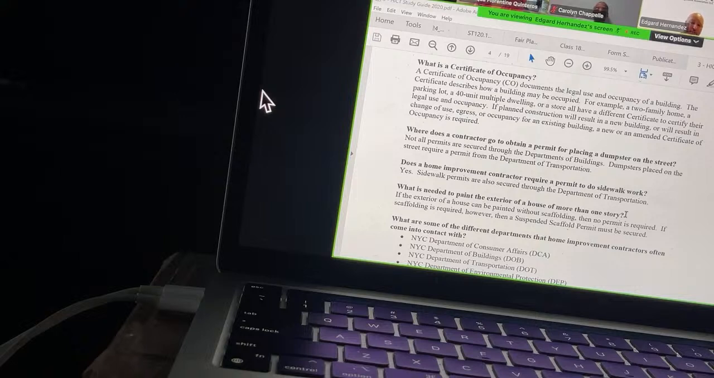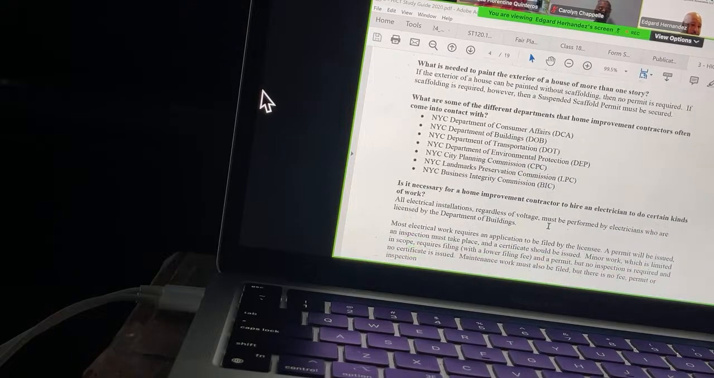Also, if you're digging deeper into the dirt to fix a sewer line or anything like that, you're going to have to get DEP involved, and you also need another permit from the Department of Transportation. And if it's DEP, if it's water, if it's gas, you have to get the gas company involved, because they won't let you touch the lines either. So there's always more and more. Just keep that in mind.